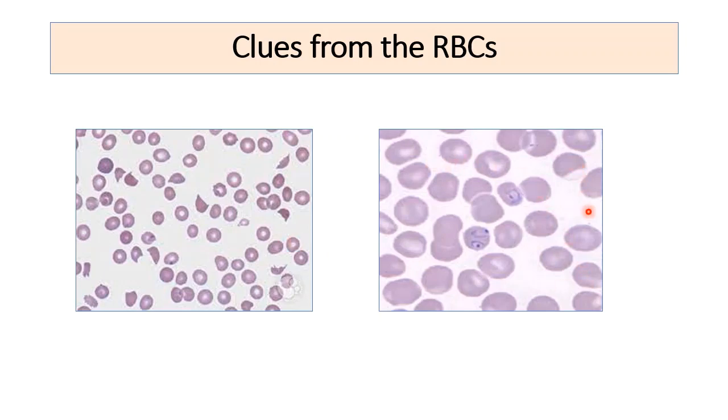What are you seeing here? These are ring forms of Plasmodium falciparum. So again, looking at the RBC here, you are getting a clue towards the cause of thrombocytopenia, which is probably the malaria infection.